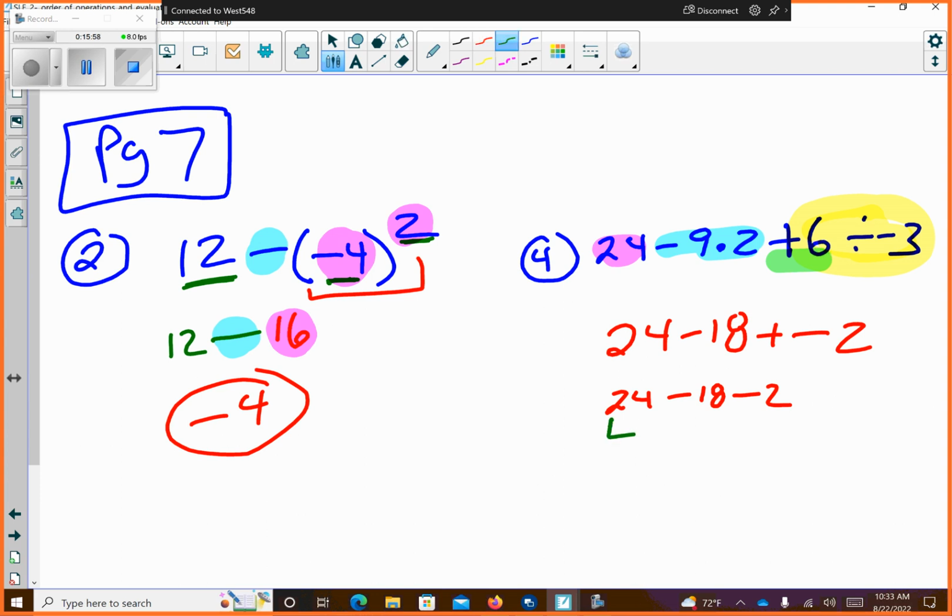You have $24 in your pocket. You see something that costs $18. And you see something that costs $2. Anyone got an answer for me? How much? $4. $4. Very good. I like it.